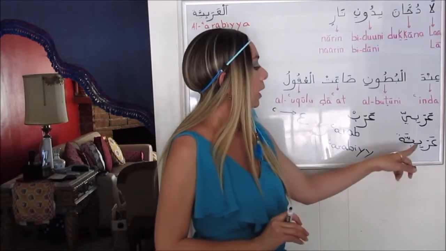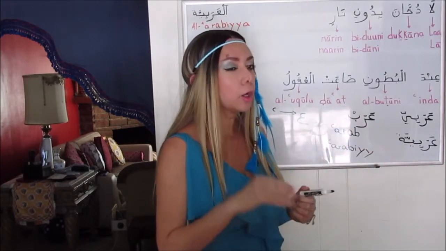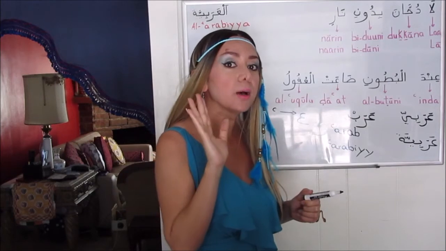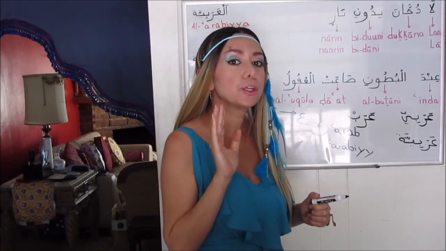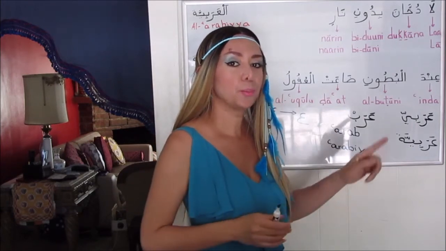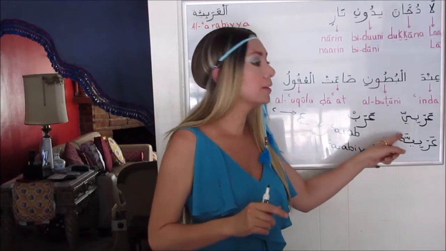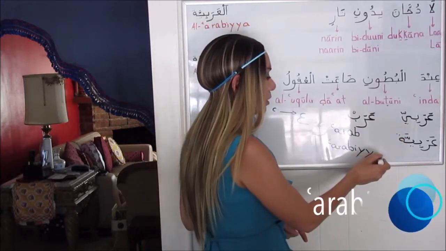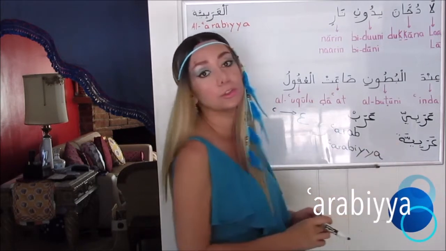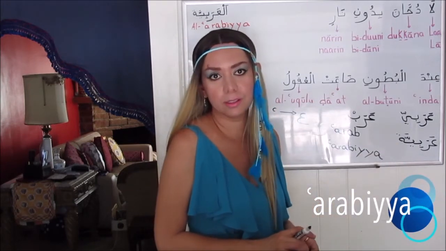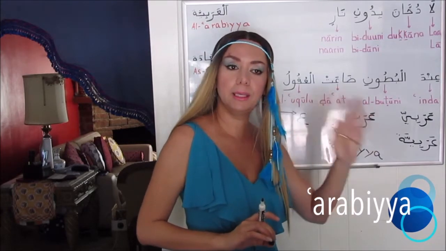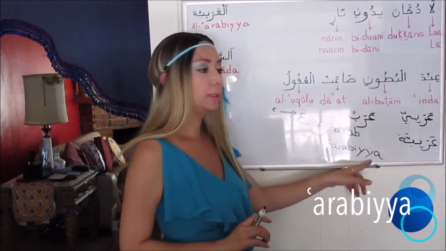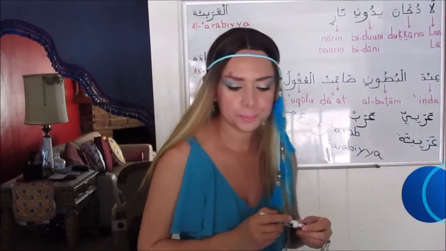Alright? And for Arabiya, we hear that a sound, which comes from the presence of this fatha, Arabiya. So we adjust the a, and we ignore the ta because it is not pronounced. We hear just the ya, Arabiya. That's easy.